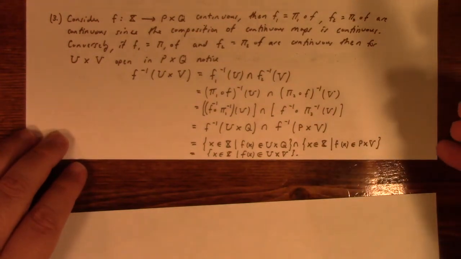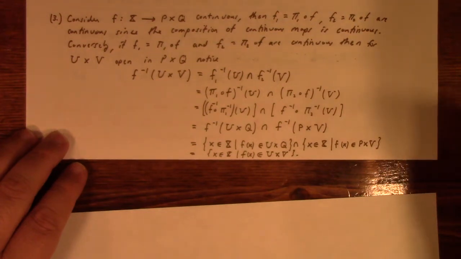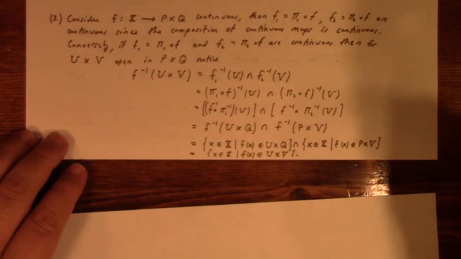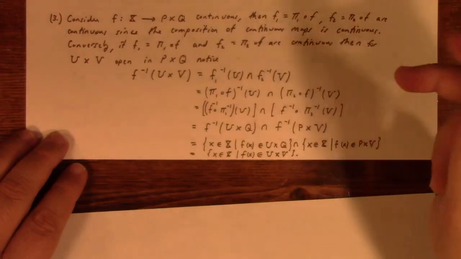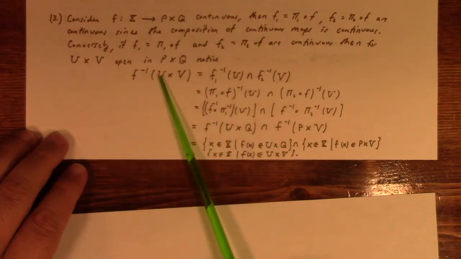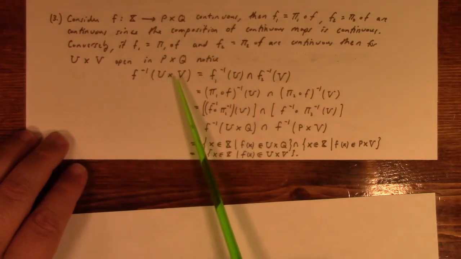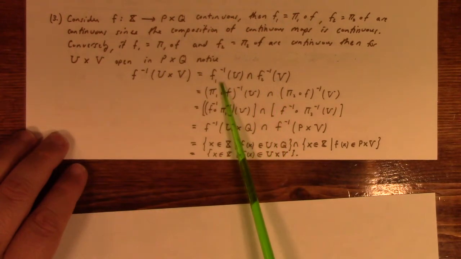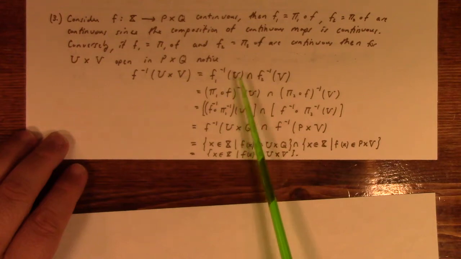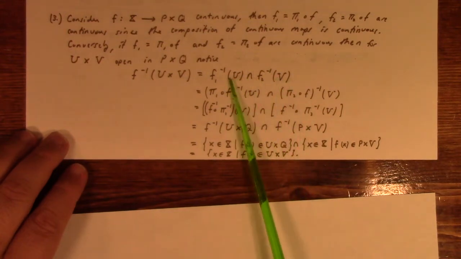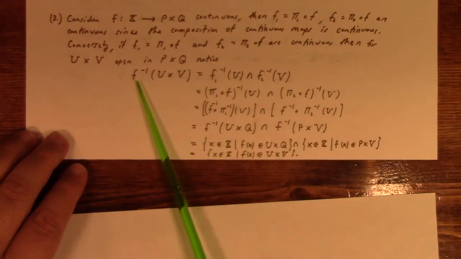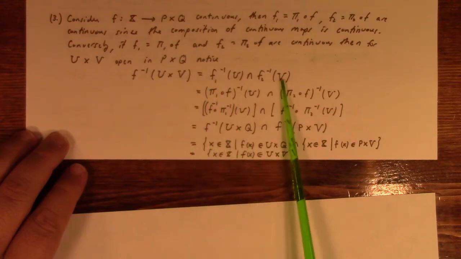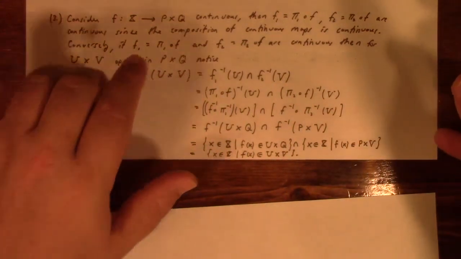So, punchline. We're trying to prove that the mapping was continuous if and only if the component maps were continuous. So here we are supposing that the component maps are continuous. And so, notice that this is the intersection of open sets because F1 and F2 are continuous. So the inverse image of open U and inverse image of open V are both open. And the intersection of two open sets is open, and hence the inverse image under F of U cross V is in fact this open set. So that proves continuity of F. And there you have it.